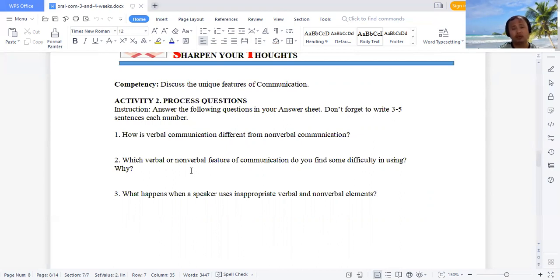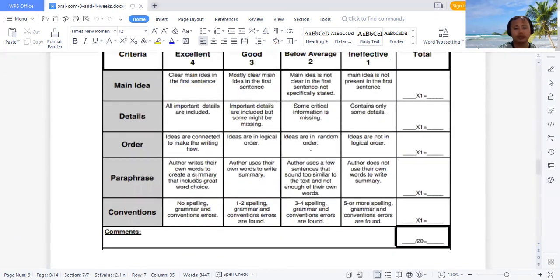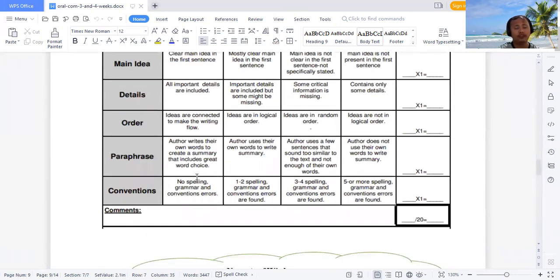Of course, what is going to happen? If you're talking to a teacher and you're using inappropriate language, how will the teacher respond? How will he or she feel about your words? Will she get happy? Will she be mad or what? Okay, so you have to answer these questions. All right, but don't forget to follow the rubric.